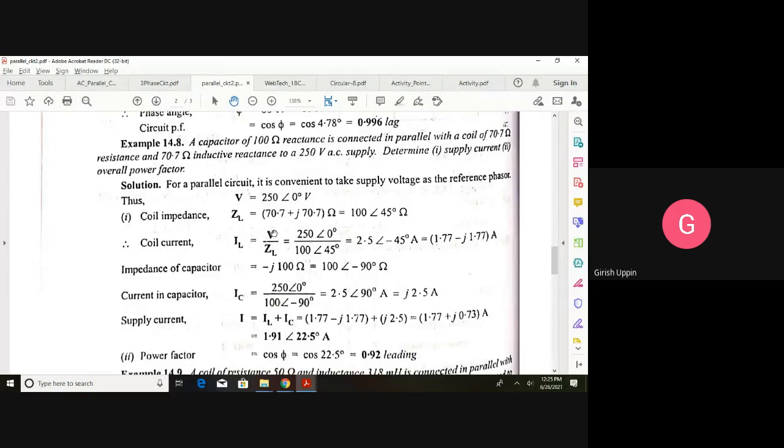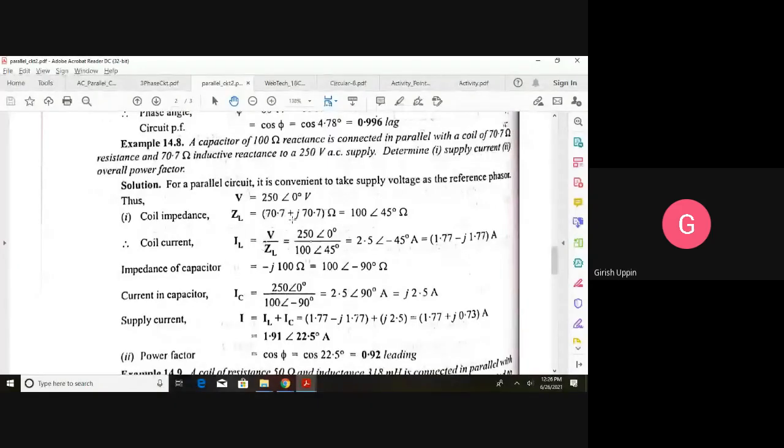You can say in your calci, 250 divided by, inside the bracket, you give this number 70.7 plus j 70.7, close the bracket, you say equal, you will get this value, and from that value you can convert to the polar form. So in your calci, you should look out for how to get this. There is something like r at an angle theta in your calculator. Just look into that.